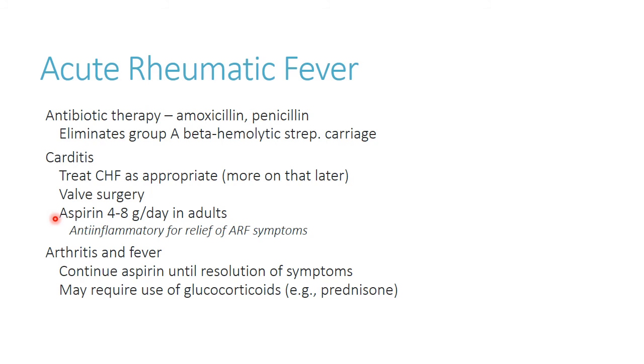So if you had a patient with acute rheumatic fever, they're going to be getting high-dose aspirin, basically 4 to 8 grams a day in adults, and this is going to help with those inflammatory symptoms. So it's our go-to drug for that. It continues until you have a resolution of symptoms like the arthritis and the fever. And in some of the more severe cases, you may actually need corticosteroids to help deal with that inflammation from a stronger standpoint.